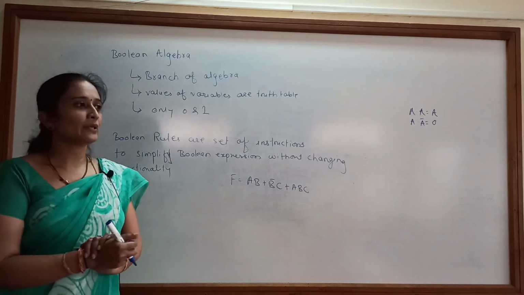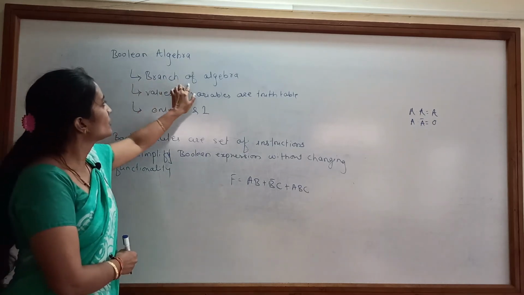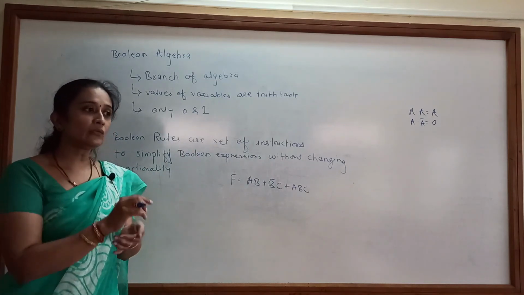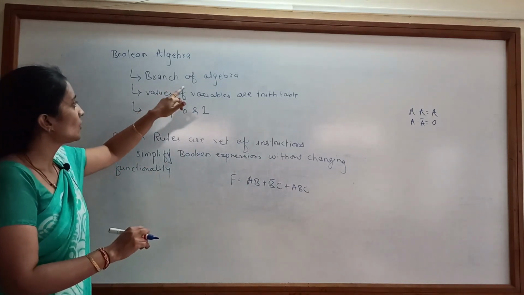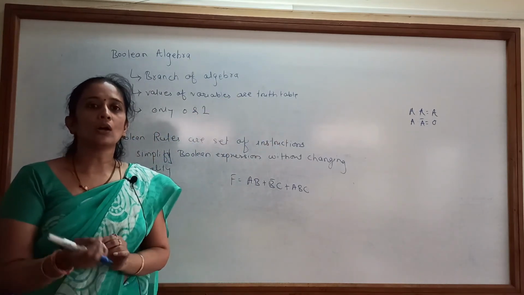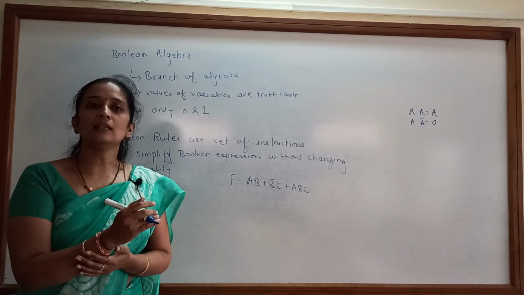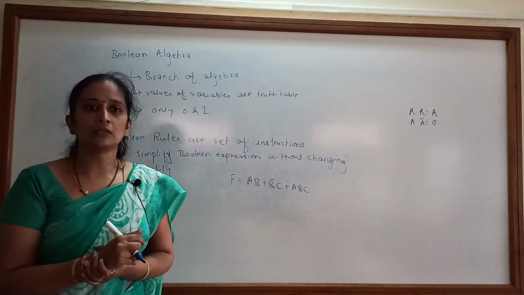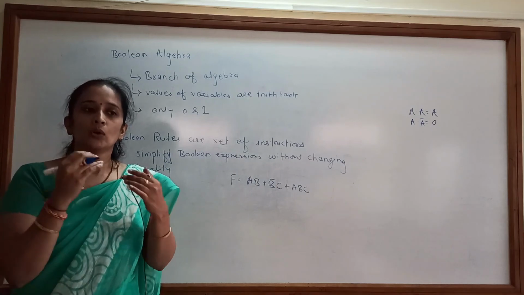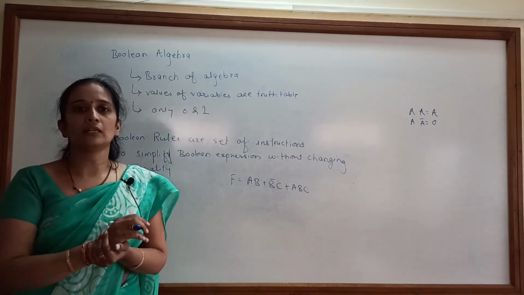What is Boolean algebra? Boolean algebra is a branch of algebra in which the values of any variable are from a truth table. You cannot assign any value to any variable. Values of the variable will be from the truth table only. What is a truth table? I will explain later on.